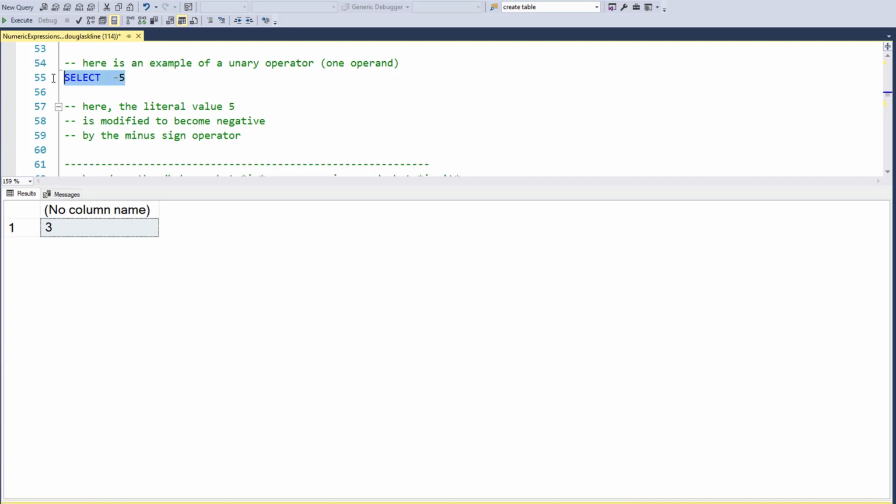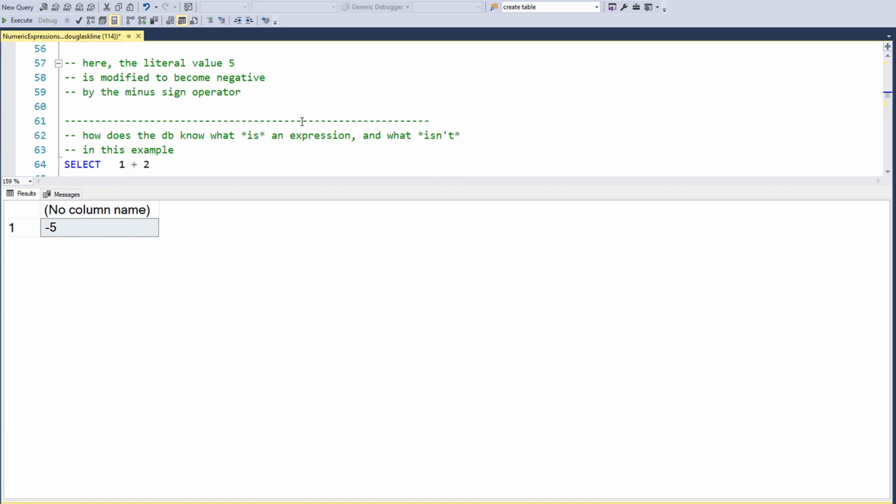So here's an example of a unary operator. In other words, it only operates on one thing, and in this case, it's the thing to the right. So here I have a literal numeric value of 5, and the minus sign operates on the operand to the right. And in this case, if I run it, it will present the number -5.